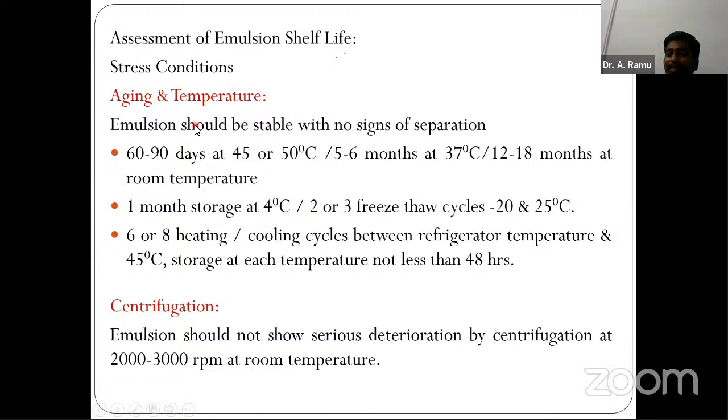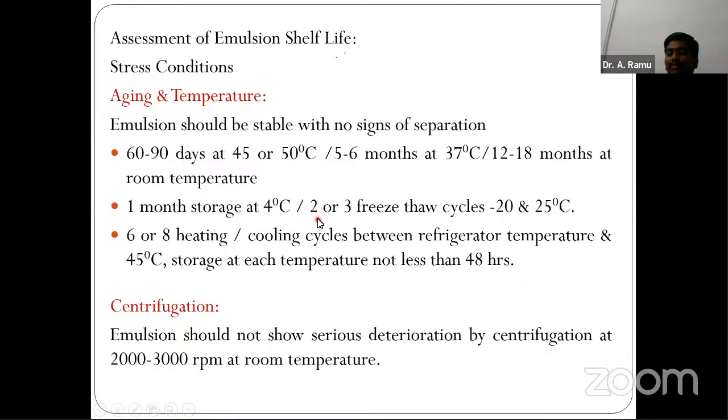Generally a stable emulsion should not show any signs of separation when you expose it to different temperatures for different time periods, like 60 to 90 days at 45 or 50 degrees centigrade, 5 to 6 months at 37 degrees centigrade, and 12 to 18 months at room temperature. Either of these temperature conditions has to be selected. If you select 45 to 50 degrees centigrade, it is for 2 to 3 months. If you select 37 degrees, it is 5 to 6 months. If it is at room temperature, you have to select 12 to 18 months.